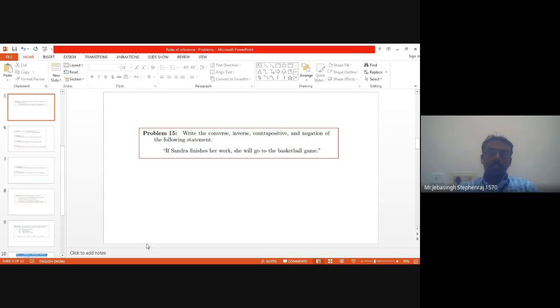So it's a simple question. This kind of question could be asked in multiple choice questions. Here four answers are expected, but in a multiple choice question, we may ask any one of these. A statement would be given, and you have to find the converse, or the inverse, or the contrapositive, or the negation.